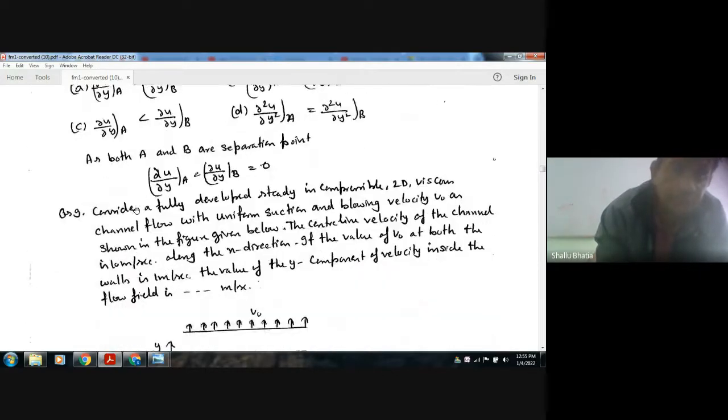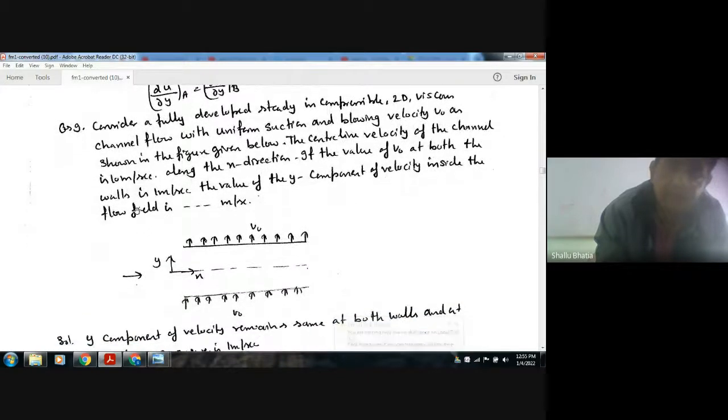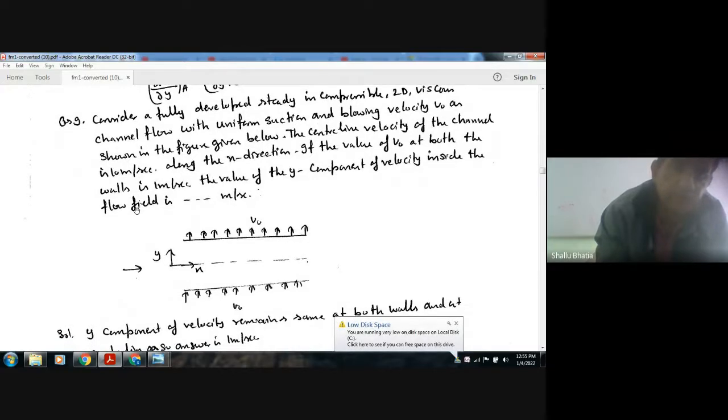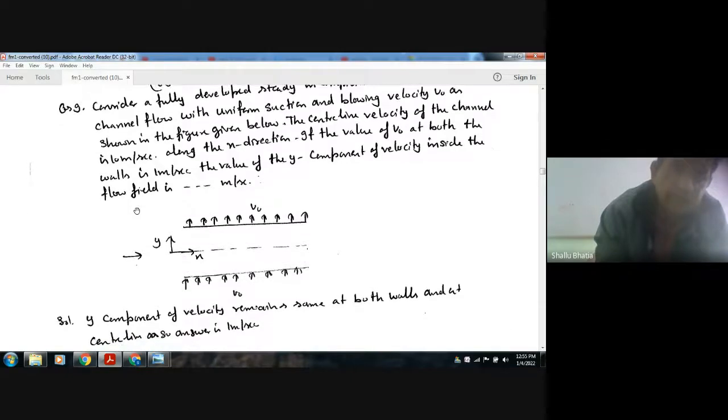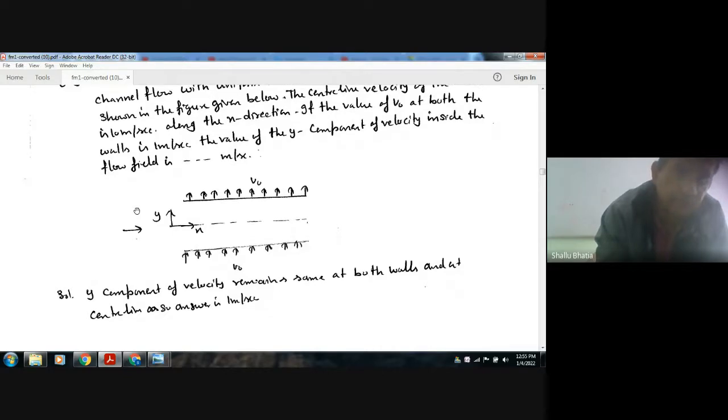Next, consider a fully developed steady incompressible 2D viscous channel flow with a uniform suction and blowing velocity V naught as shown in the figure given below. The centerline velocity of the channel is 10 meters per second along the x direction. If the value of V naught at both the walls is 1 meter per second, the value of the y component of velocity inside the flow field is dash meters per second.